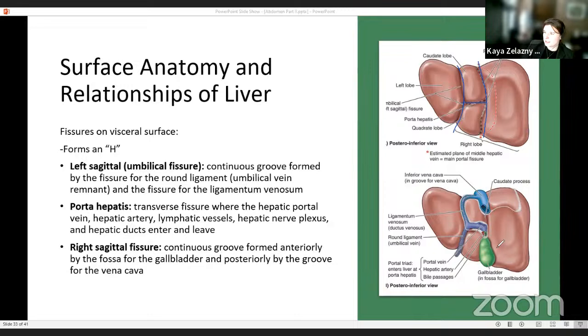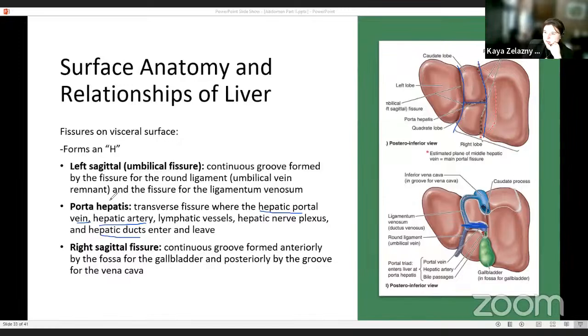The porta hepatis is the part that we want to think of most importantly. So the porta hepatis is this transverse fissure where we're going to have that portal triad, the hepatic portal vein, the hepatic artery, hepatic ducts, also lymphatics, nerves, hepatic nerve plexus, et cetera, coming in and also leaving. So that porta hepatis fissure is really important.